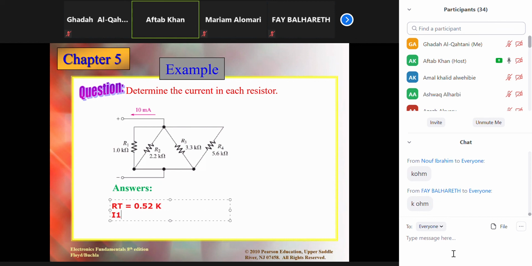Then I1. How much is I1, girls? Then you can simply apply the formula. Whatever you are getting for I1, it is accordingly. The formula will be what? Current divider. And what is that? It is RT multiplied by the total current IT, divided by simply R1. This way you can solve this one.